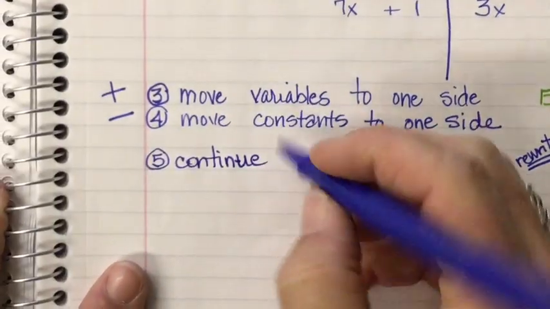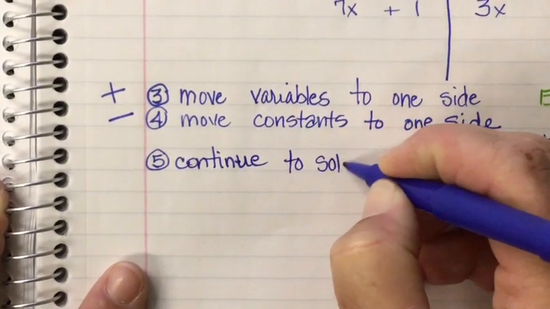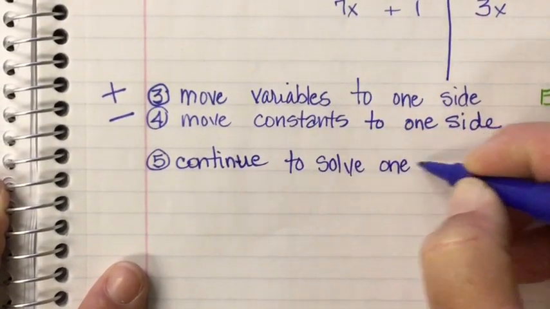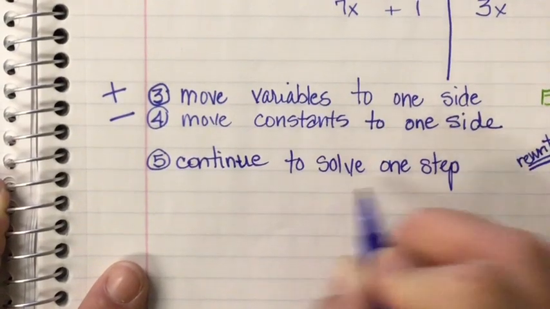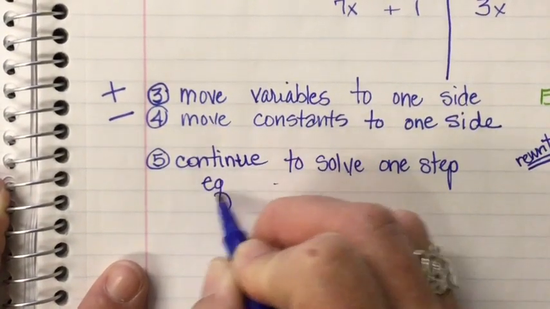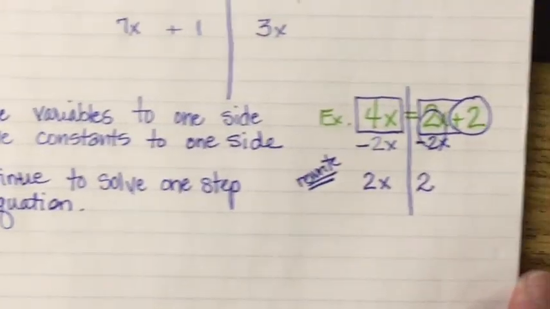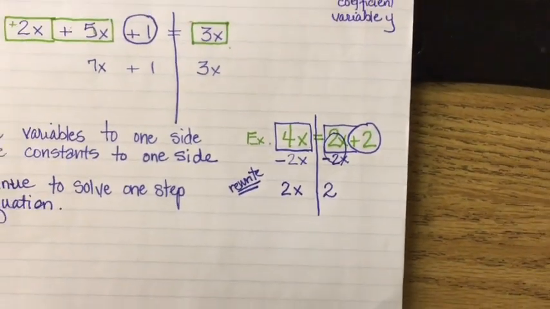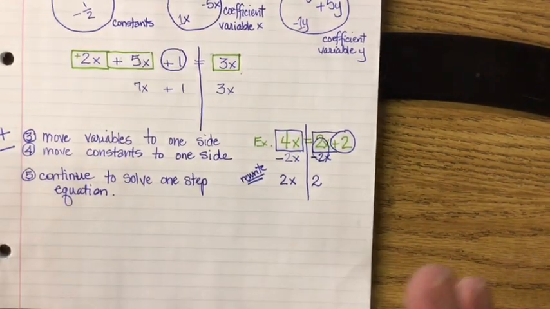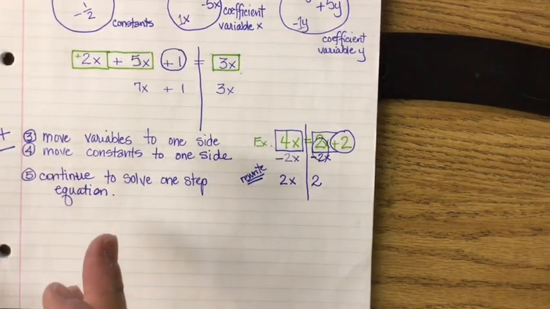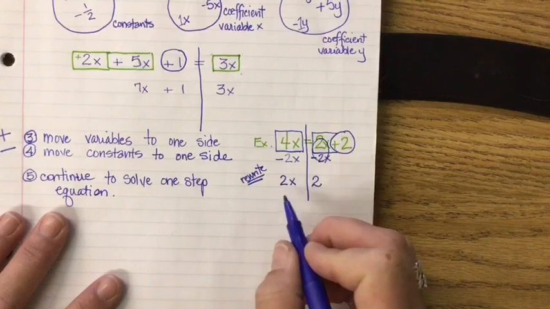Continue to solve one step equation. So the only thing that we have learned new today is when you are combining like terms and you're trying to move the variable to the other side of the equation. We're going to do a couple of these as an example.